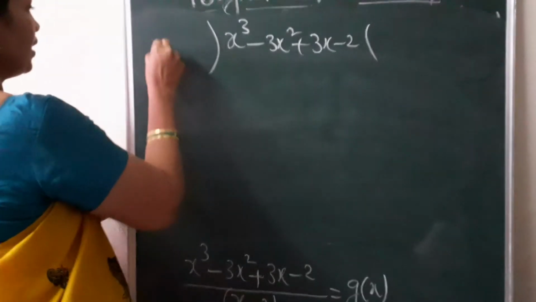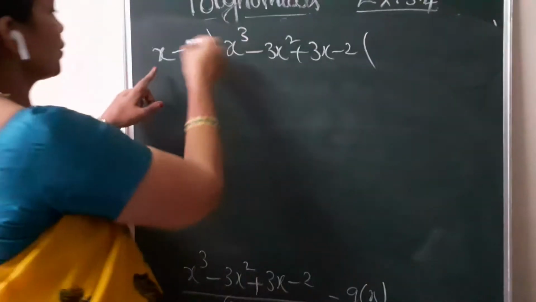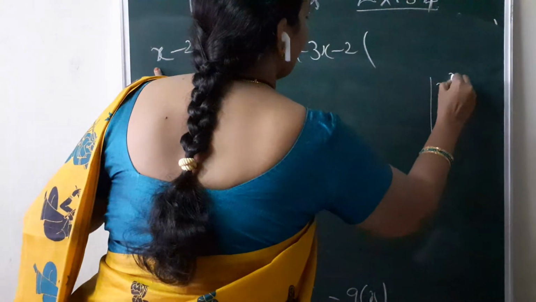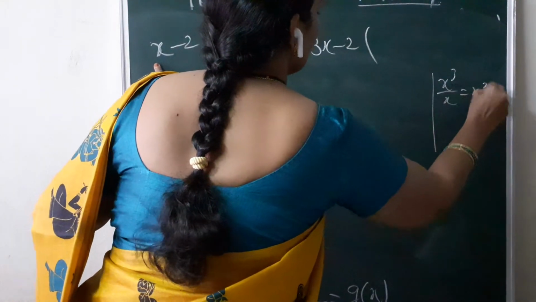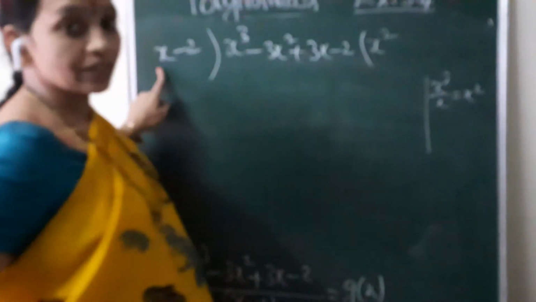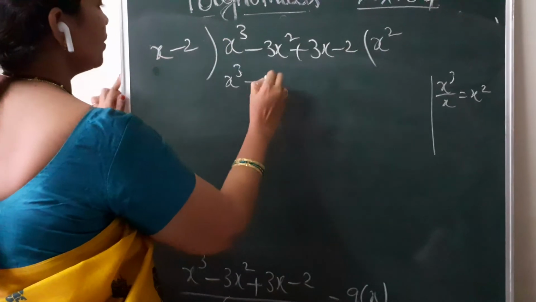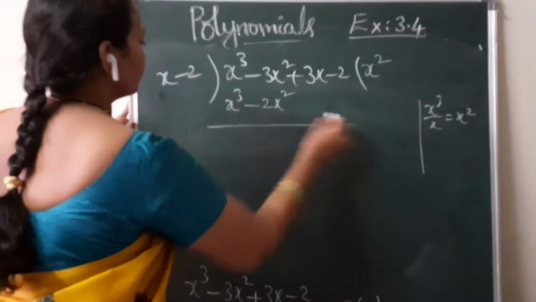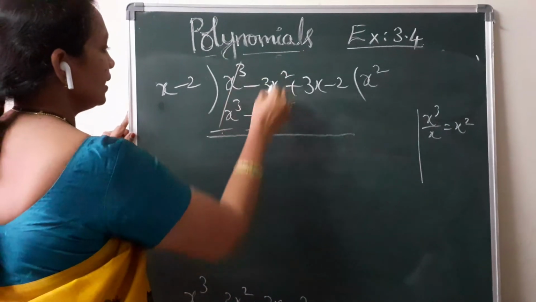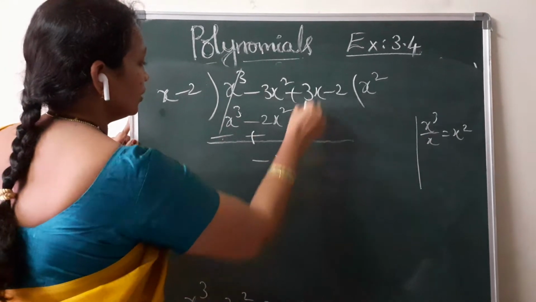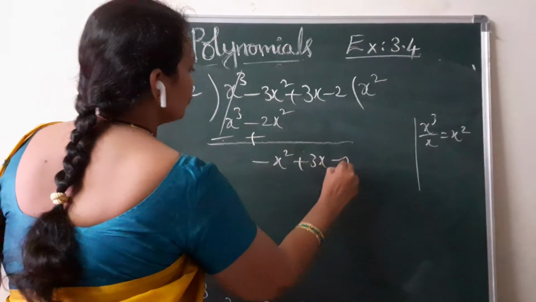With x minus 2. So x cube by x is x square. So first term of the quotient is x square. X square into x is x cube. Minus x square into 2 is minus 2x square. Then minus plus gets cancelled. Minus x square is left over. Bring down plus 3x minus 2.